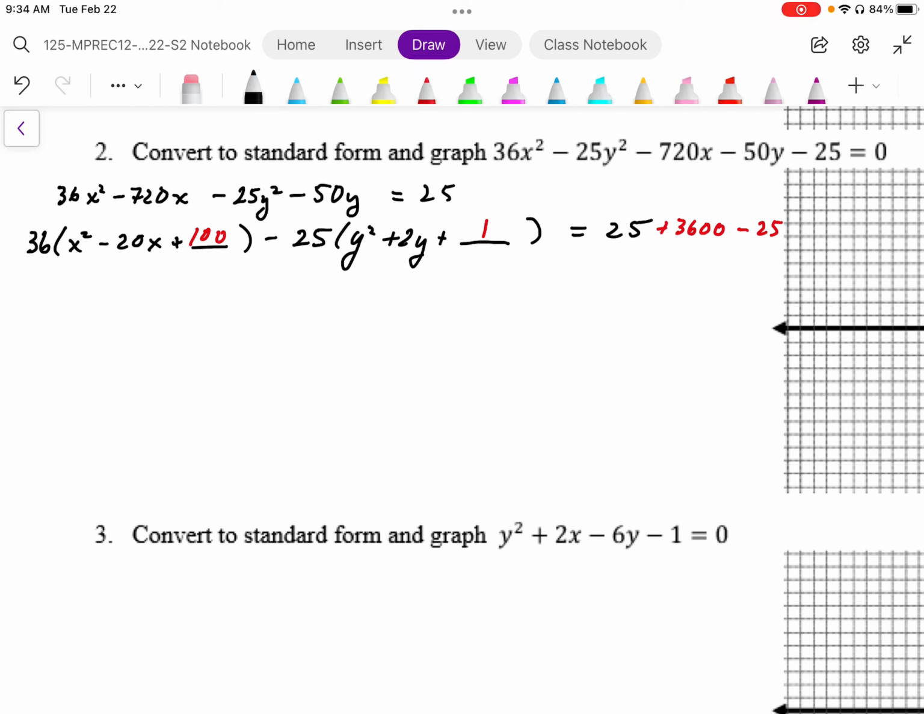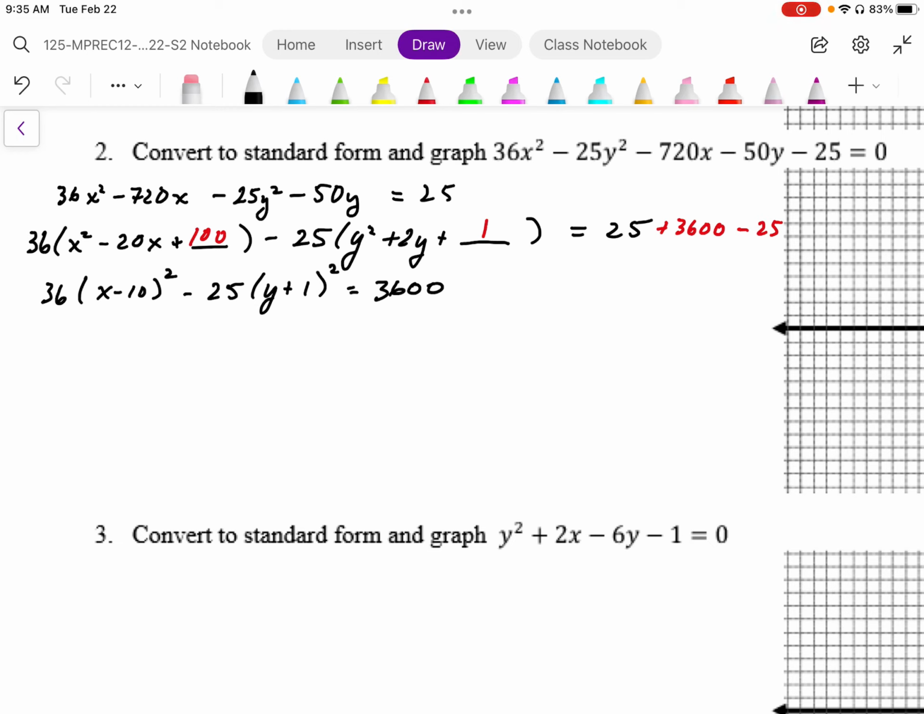So once I've completed the square, I need to factor, put it into the perfect square form. That allows me to locate the vertex. So I end up with negative 25 times y plus 1 squared, and that's going to be equal to 3600. Okay, so the center I can locate at 10 and negative 1.